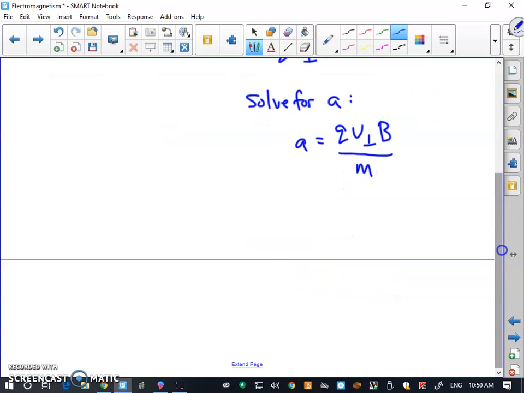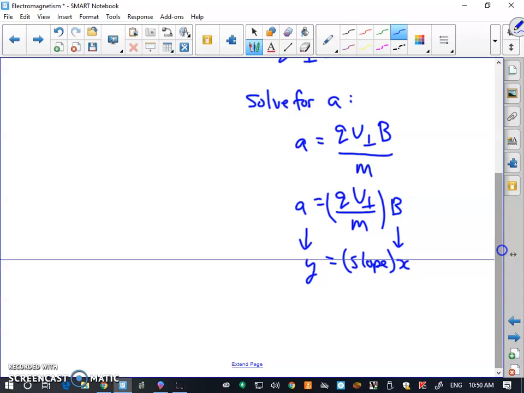Still another one of these direct relationships, because when you set this one up so you can see what the slope is, it's q v perpendicular over m. That all multiplied by B. This is now like your y. This is going to be equal to your slope. This is going to be your x. Okay? So it should make a graph, as you can imagine, that's going to have the manipulated variable B down here, the acceleration, responding variable here. It's going to be another linear equation. Okay? However that happens to look.